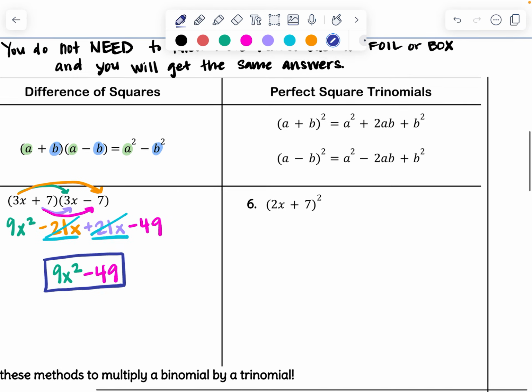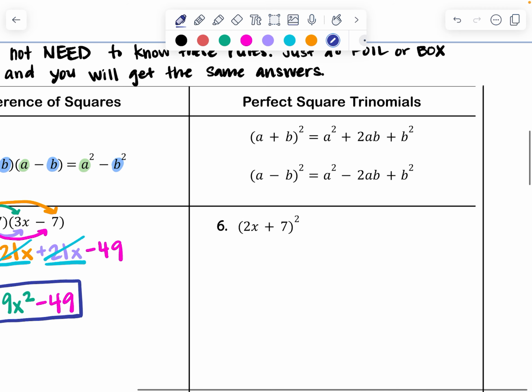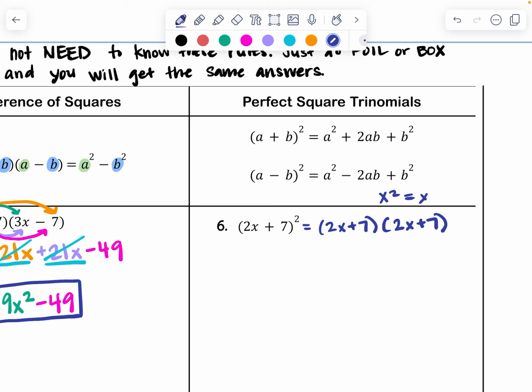Now let's talk about when you have a perfect square trinomial. So let's look at number 6 before we go over the rule. 2x plus 7 squared. Now, we only see one binomial there. So where's the other one? What you need to remember is that this means 2x plus 7 times 2x plus 7. Okay, so remember what squared means? X squared is the same as x times x. So that's why we would just multiply that binomial because it's that binomial squared.